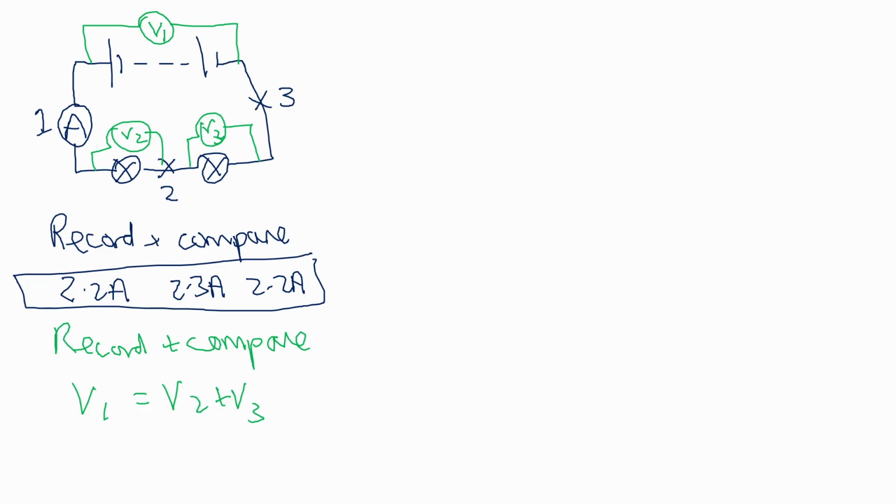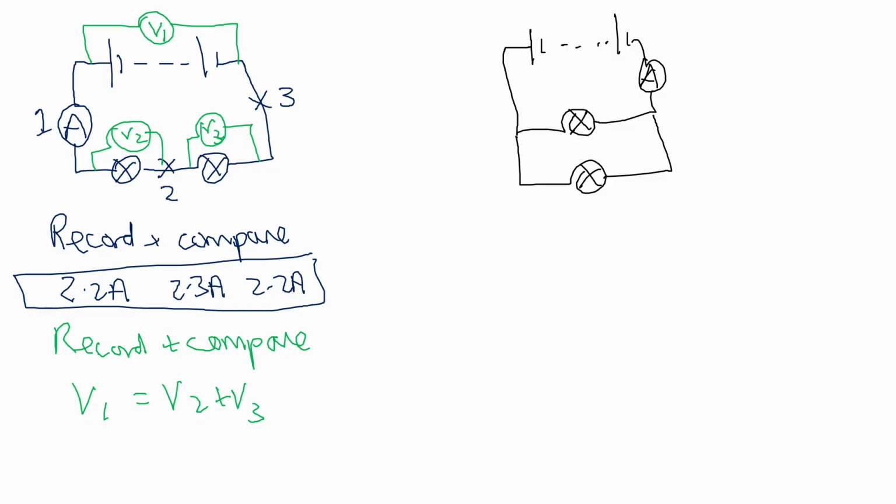I then want to do the same sort of thing with a parallel circuit. Okay, and again, I get them to set up the parallel circuit, put a couple of bulbs in, put an ammeter here on the way into the battery. And then I'd say I want you to measure the current here, and then here at point 2 and here at point 3. And this time, if I record and compare, I should end up with A1 equals A2 plus A3.